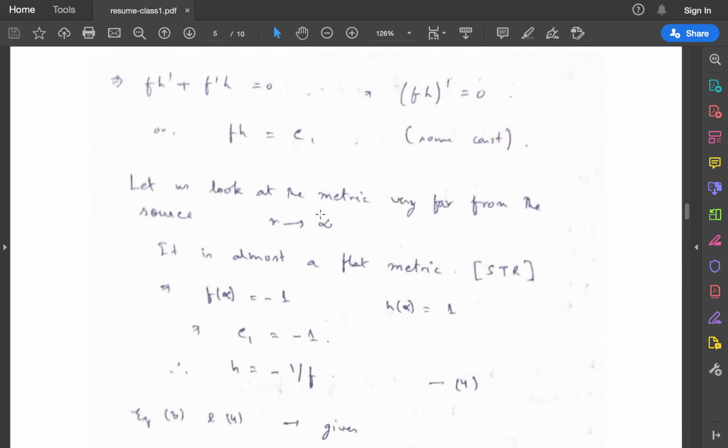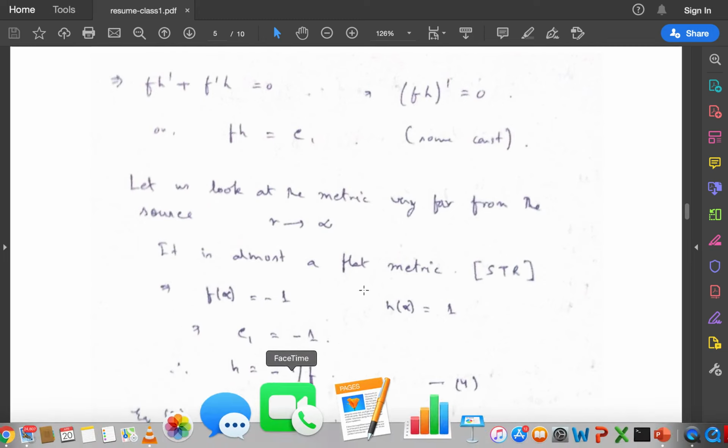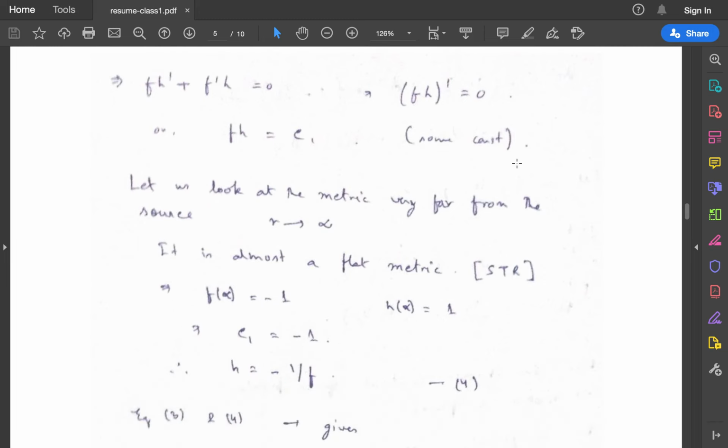Now let us try to see what this c1 is. Let us look into the metric very far away from the source, g tt dt square at r tending to infinity. What happens at r tending to infinity? That means we are very far away from the source. The space-time will be very similar to that of a flat metric, because very far away the effect of GR will be almost negligible, and we will be reducing to special relativity. The metric will be similar to that.